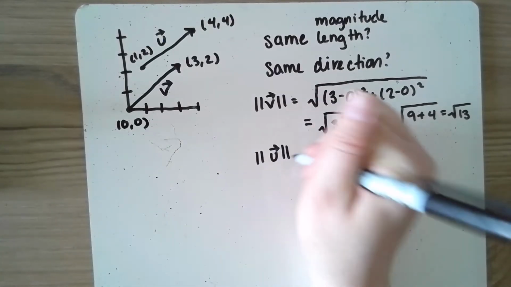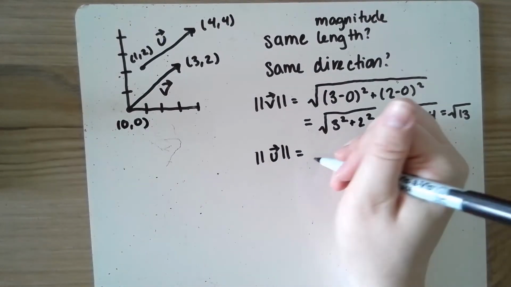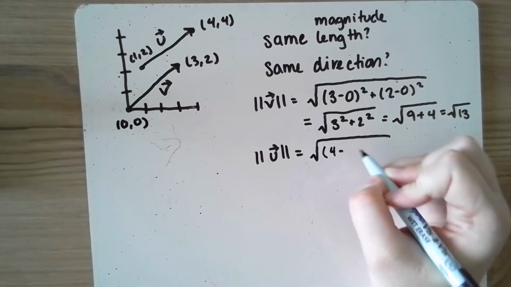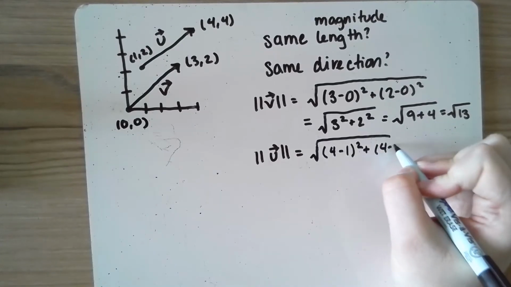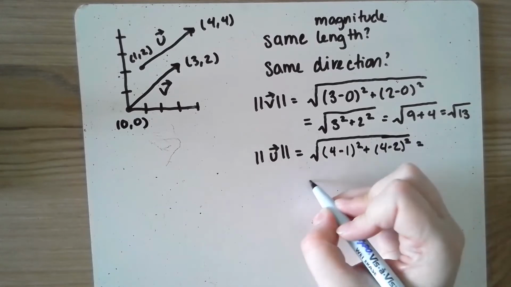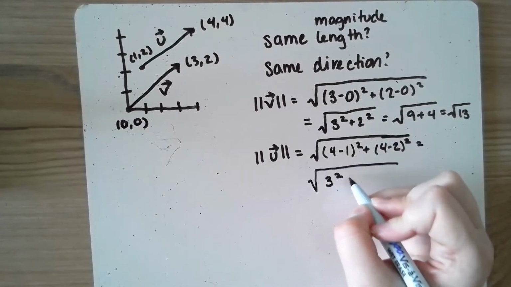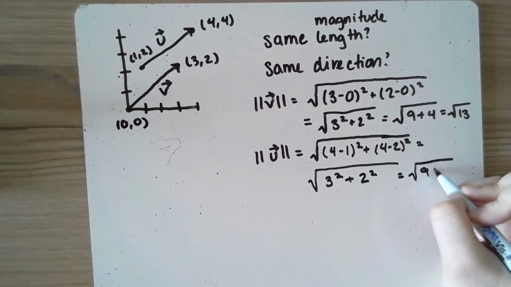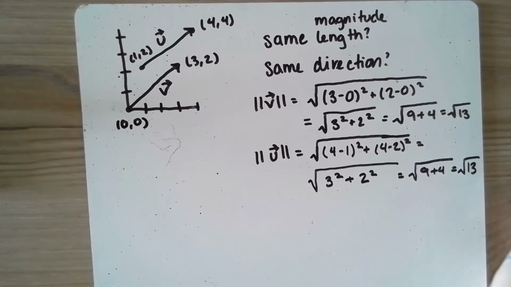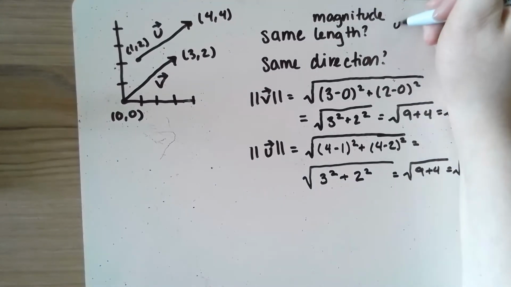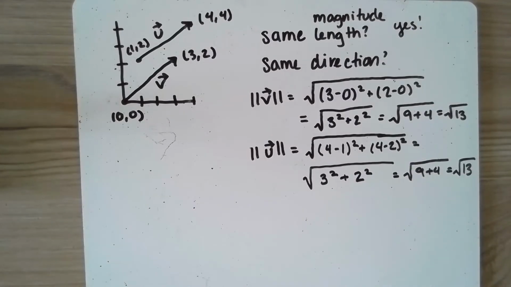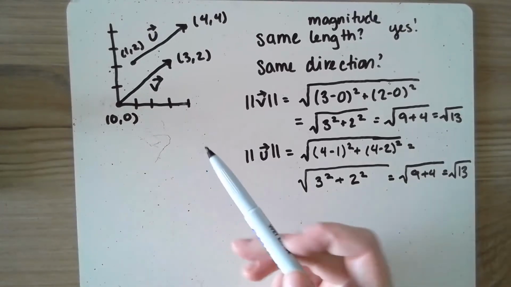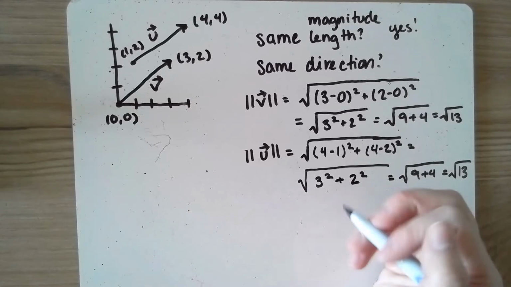Now we can find the magnitude of u and see if these magnitudes are the same. So using our formula, the magnitude of u is the square root of 4 minus 1 squared plus 4 minus 2 squared, which is the square root of 3 squared plus 2 squared. And as we saw before, that's 9 plus 4, which is the square root of 13. So these vectors have the same magnitude. Now we need to see if they also have the same direction. And we can do that two different ways. We can put these vectors into component form, or we can find the slope, and we'll do both ways.